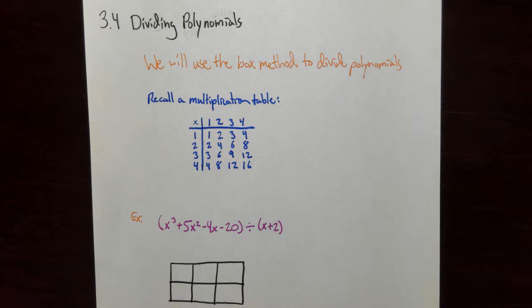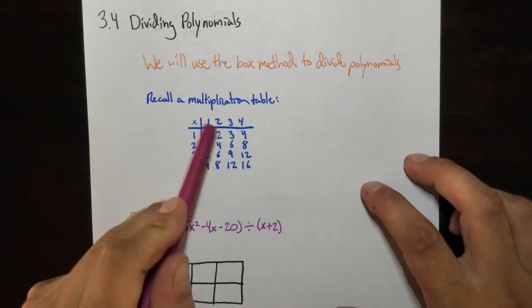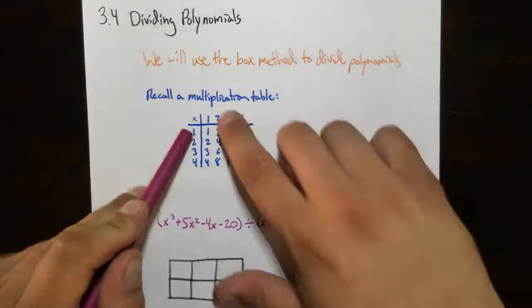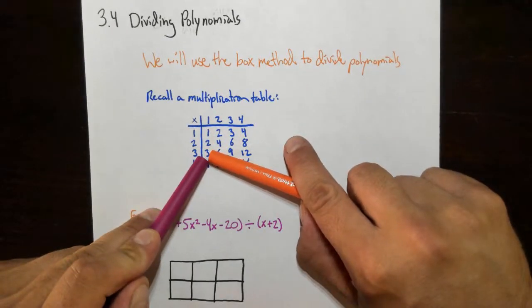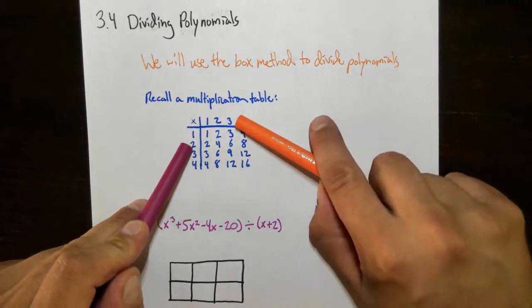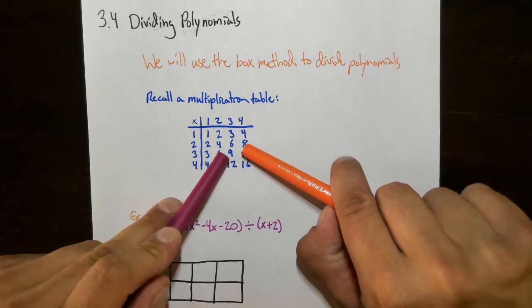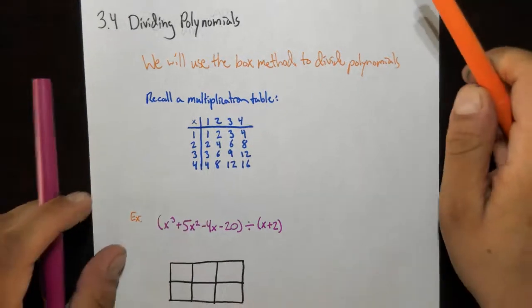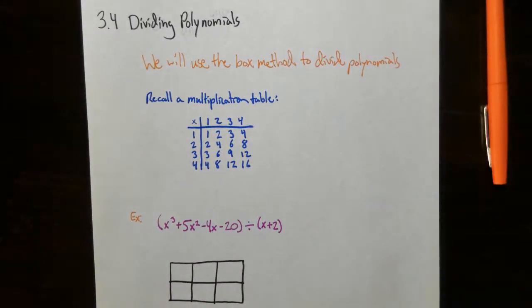But first, let's recall a multiplication table, because the box that we're going to use works kind of like a multiplication table. So we have these numbers on the outside on the left, and these numbers on the outside on the top, and they are like coordinate points. Like 1 times 3 gives us 3. That gives us the answer, right? 2 times 3 is 6, right? 4 times 3 is 12, and so on. So this box that we're going to use works just like the multiplication table.